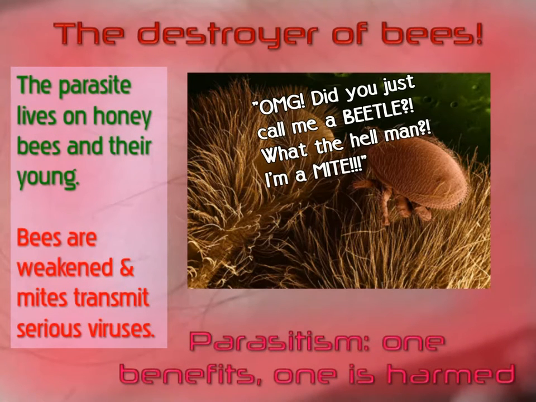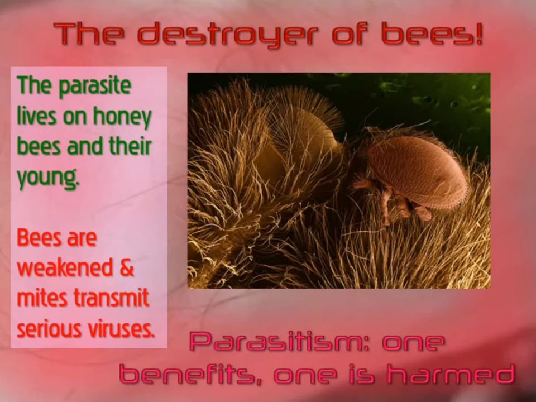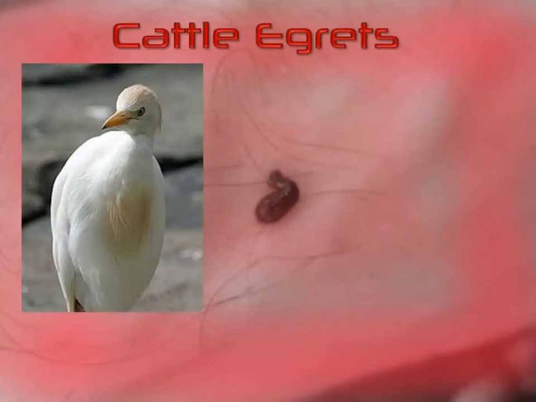And this parasite lives on honeybees, and it drinks their bodily juices, and it feeds on their young in the hive cells. The bees are weakened, and they also receive very serious viruses that can lead to genetic defects. So young can be born unable to fly. So this is a very clear case of parasitism, and it's leading in part to colony collapse disorder.